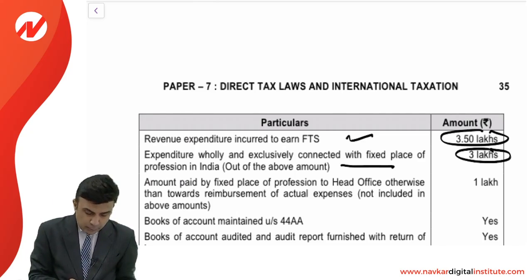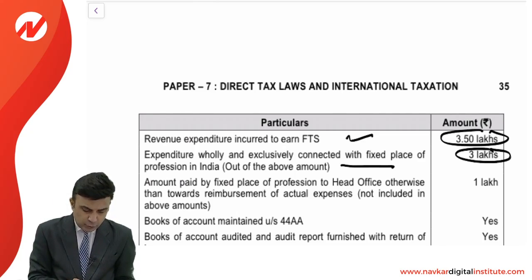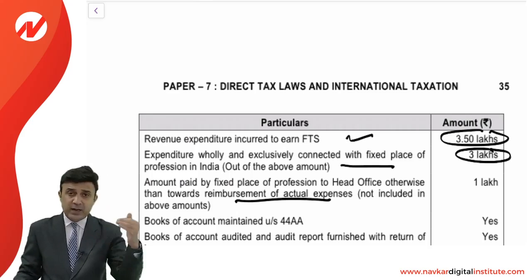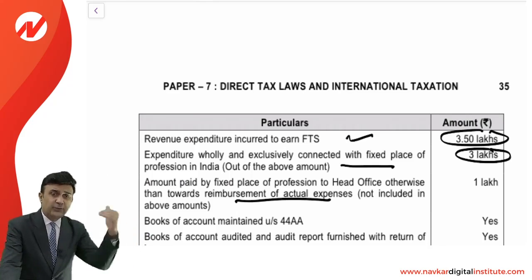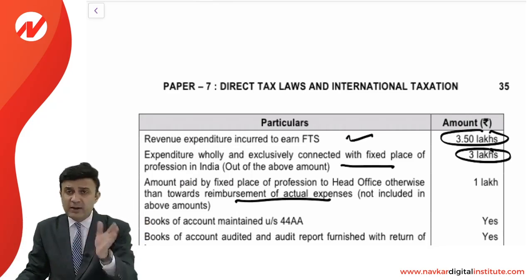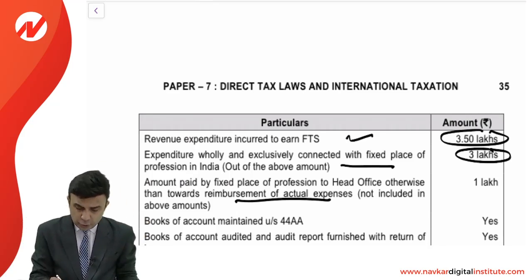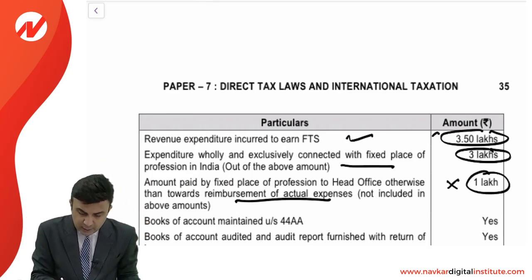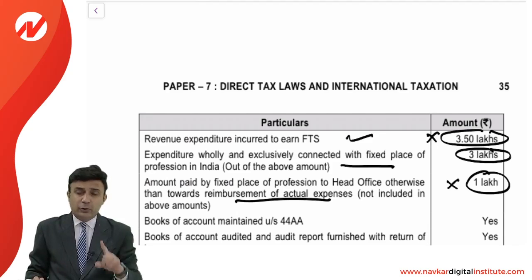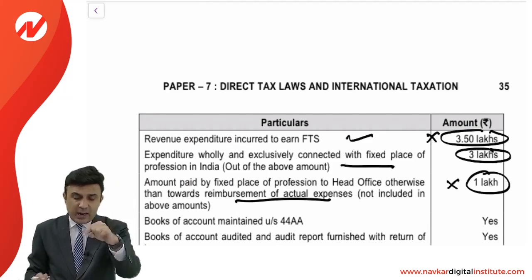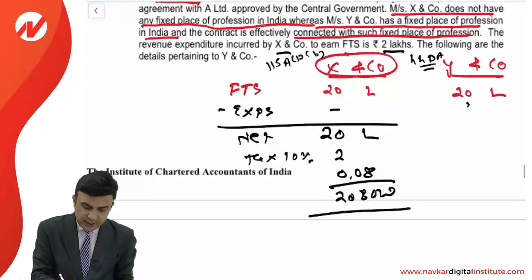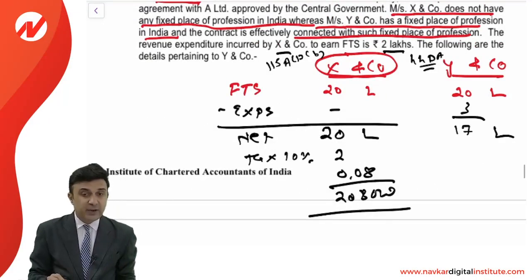Second, amount paid by fixed place of profession to HO otherwise than towards reimbursement. If it would have been expenditure incurred by HO for us and which is reimbursed by us, then it would have been allowable. But otherwise, any other remittance to HO is not allowable. So I am going to get the deduction of not 350 but only 3 lakh. 1 lakh rupee is not eligible for deduction. If I get the expenditure of 3 lakh deductible, 17 lakh.